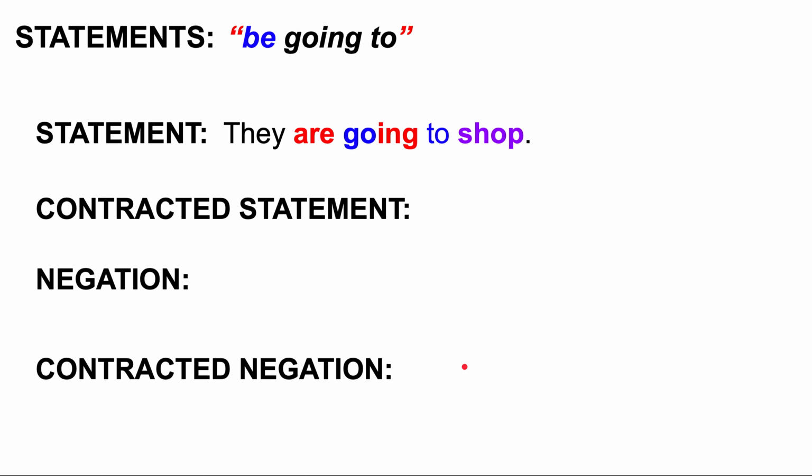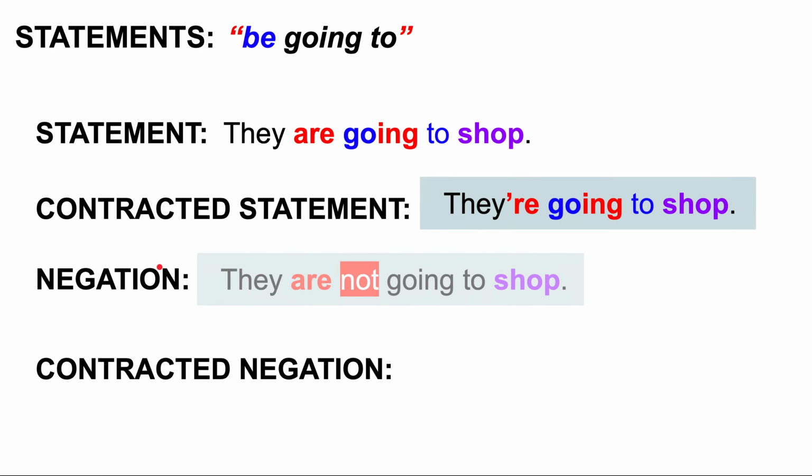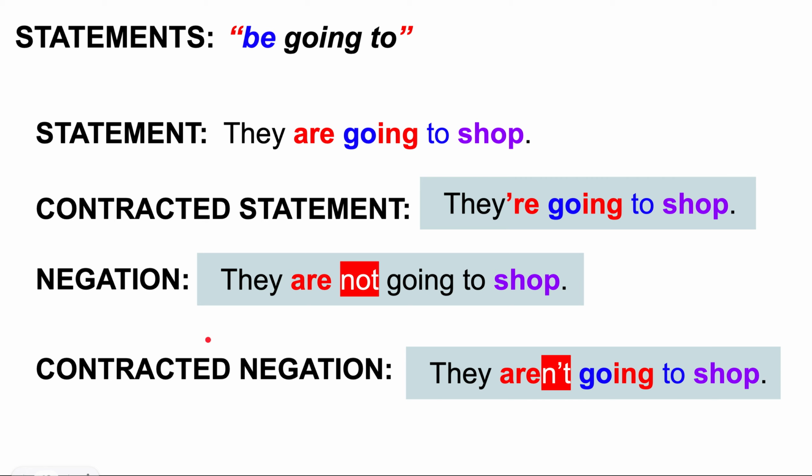Okay, let's look at some more examples. They are going to shop. Contracted statement. They're going to shop. Negation. They are not going to shop. And contracted negation. They aren't going to shop.